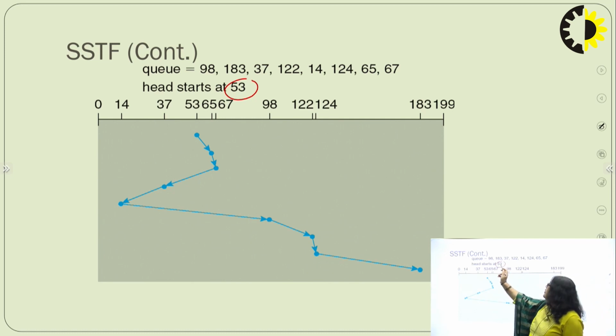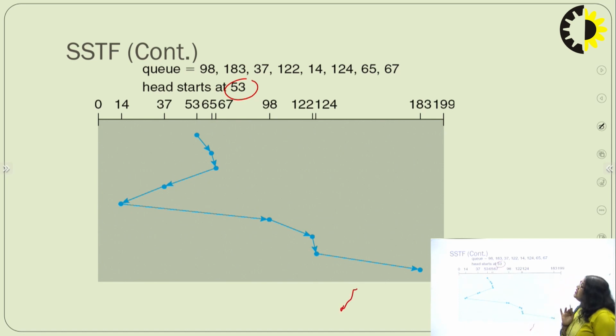So 98 minus 53 is 45, 37 from 53 is 16. But we just search for the best, the minimum seek time, from all the sequences present here. So the minimum seek time is 65, because 65 minus 53 is lesser than the other numbers. So the minimum distance from the head start point 53 is to 65.